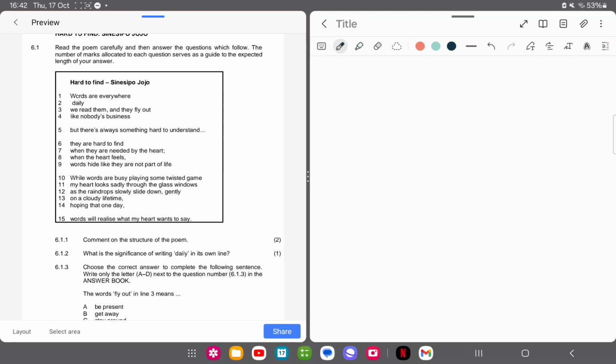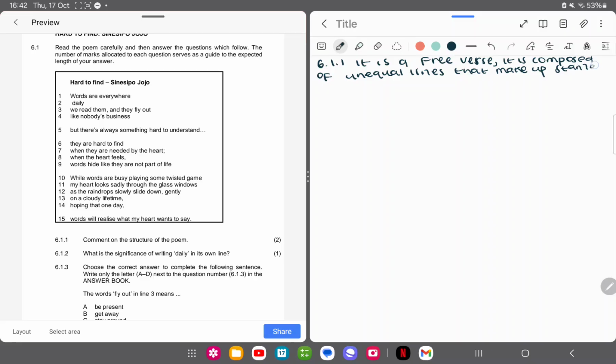Well, as a grade 12 learner, having read and understood this poem, you will know that the poem is a free verse and it is composed of unequal lines that make up stanzas of unequal length.